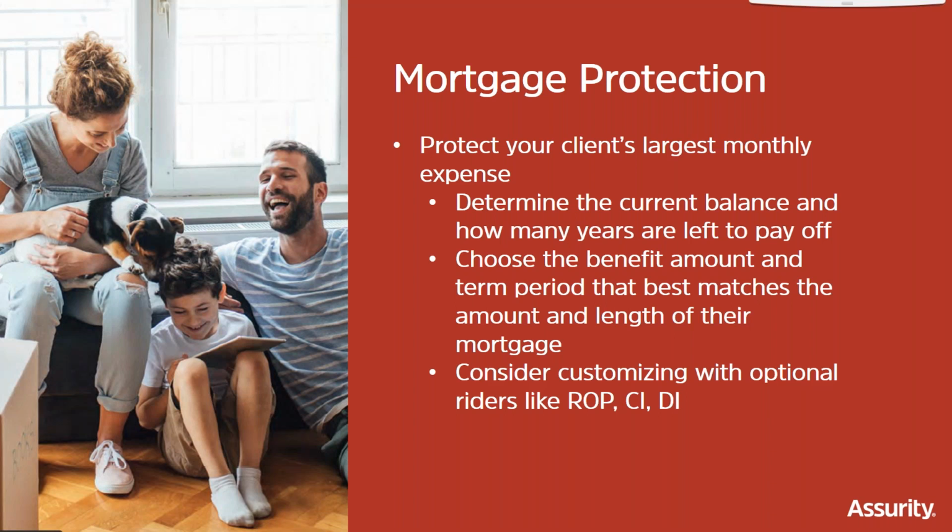And then we talked about choosing the benefit amount that fits with what they have left. And then you want to consider customizing with those optional riders. So we already talked about the ROP, the critical illness, and the disability income. So it's really about protecting that mortgage and protecting that income, because there's a great chance actually that they're going to get sick or become disabled before they die. There's a much greater chance of that happening. So you want to make sure that they are protecting that income in their family and their mortgage in case absolutely anything happens. So that's why those living benefit riders are great, and it's definitely something to bring up.